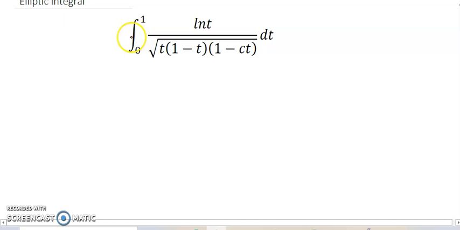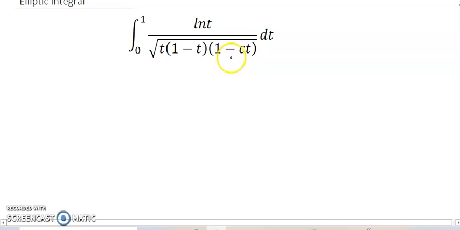Today's discussion is the integral from 0 to 1 of log t over root of t times (1 minus t) times (1 minus c t). So friends, how can I solve this kind of problem?